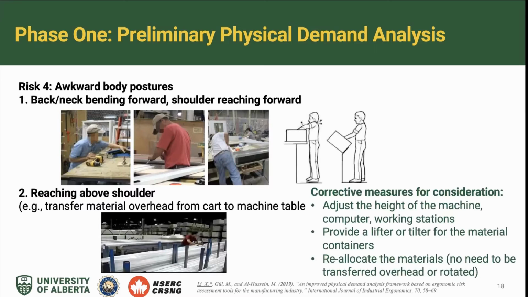The fourth risks would be awkward body posture, which may include back, neck bending forward, shoulder reaching forward. So you can tell basically from those images that we can provide the adjustment of the table or tilt the container a little bit then to eliminate this awkward body posture, right?